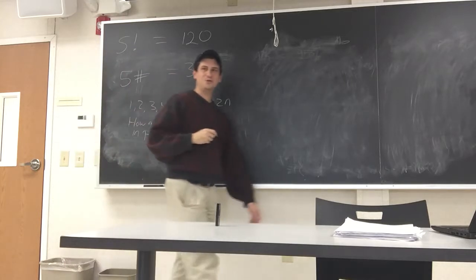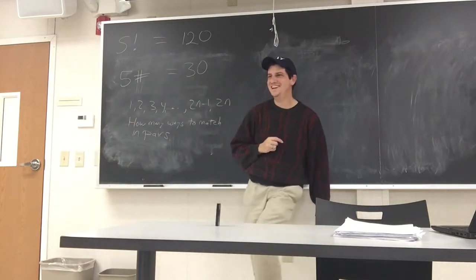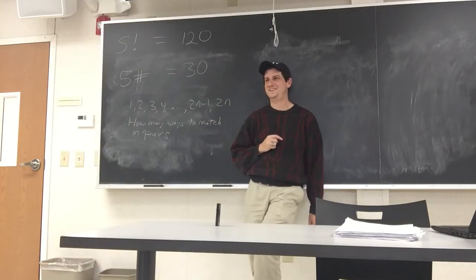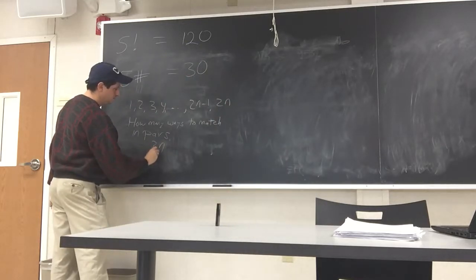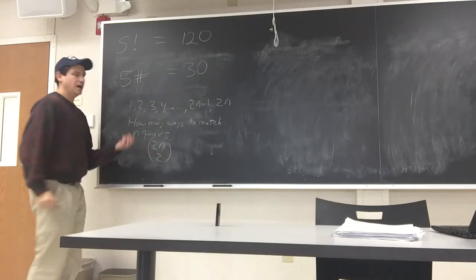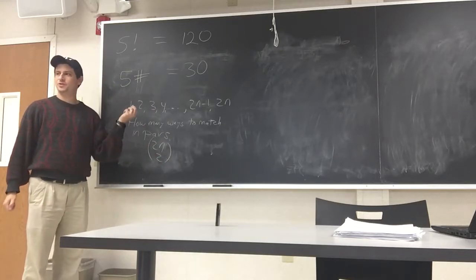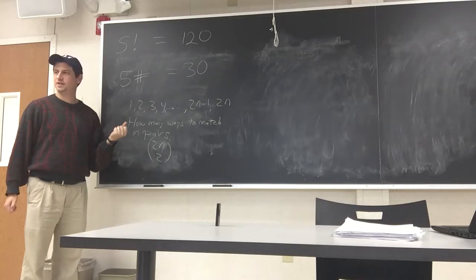This is not what I thought we would be doing today, but... 2n choose 2. Okay, why 2n choose 2? Because there's 2n objects, and that's the number of ways to choose 2 of them. But that only matches 2 objects together. I want everything to be paired together.